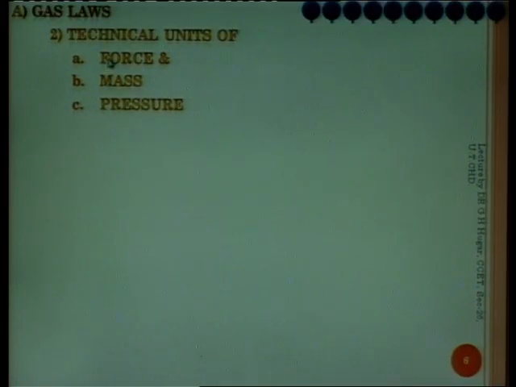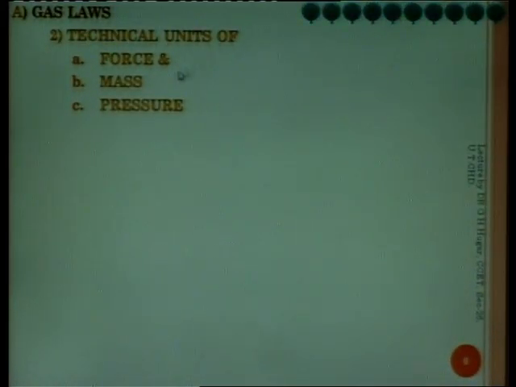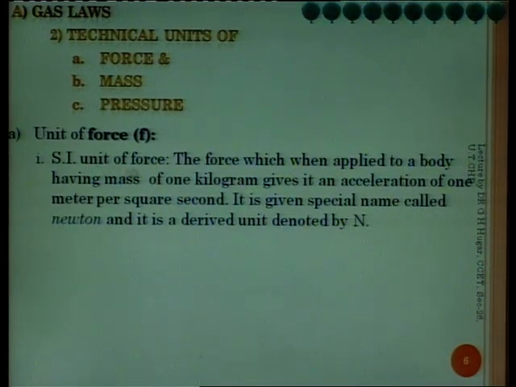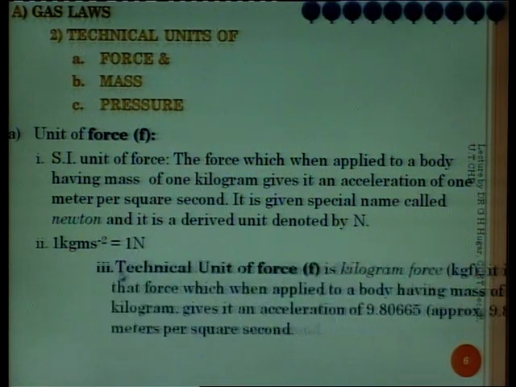Here I would like to discuss the technical unit of force. You are technical students, therefore, it is quite important to know the technical units as well. As we know, the SI unit of force, when applied to a body having a mass of 1 kilogram, gives it an acceleration of 1 meter per square second. It is given a special name, Newton. It is a derived unit and it is represented by capital N. So, 1 kilogram meter per second square is nothing but 1 Newton.